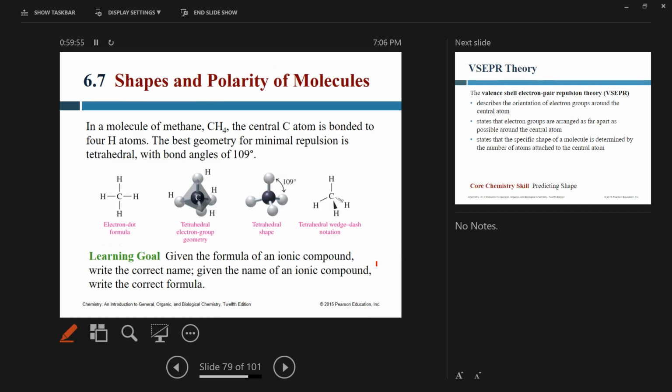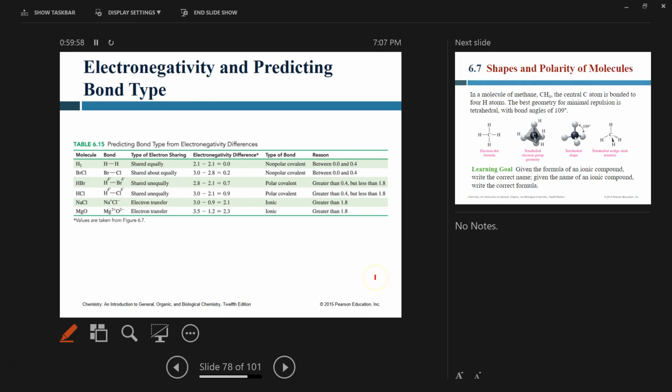So here are some examples of molecules. For instance, in a hydrogen molecule, obviously it's non-polar covalent. In the molecule that consists of bromine and chlorine atoms, what's the name of that molecule, by the way? BrCl. How do you call the first one? Bromine chloride. That's it. Bromine chloride. Okay? Covalent non-polar.